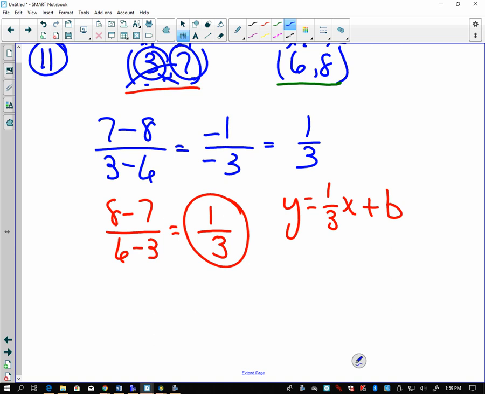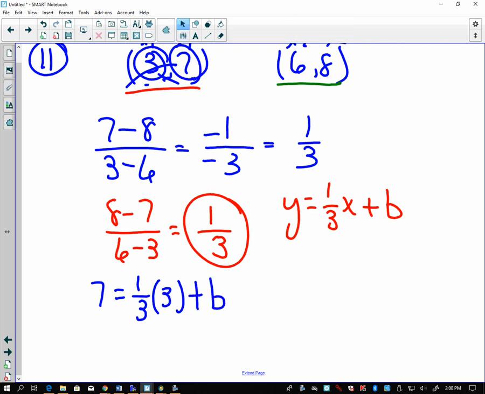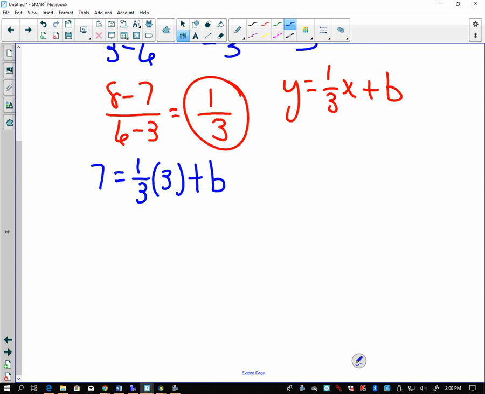3, 7. All right, so what number am I going to plug in for y? 7. 7 equals 1/3 times 3 plus b, right? And I'm solving for b. Okay? All right, what's the next thing to do? Multiply. So 7 equals, what's 1/3 times 3? 1. 1 plus b. What do I do with that 1? It doesn't cancel out, right? I've got to subtract it. All right, so what does b equal? 6. So what is the equation of my line?